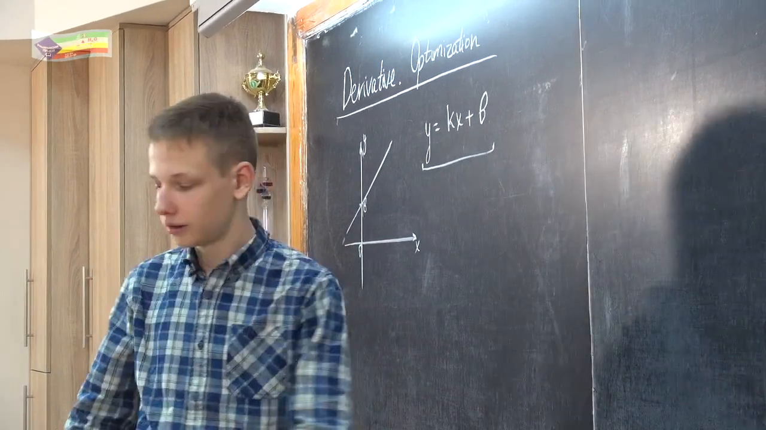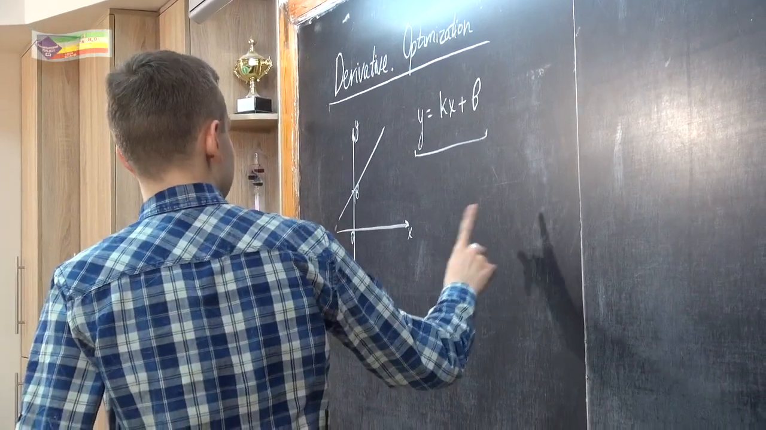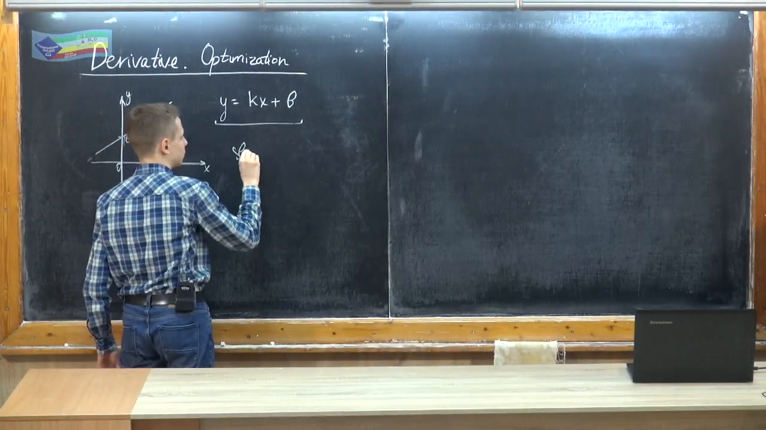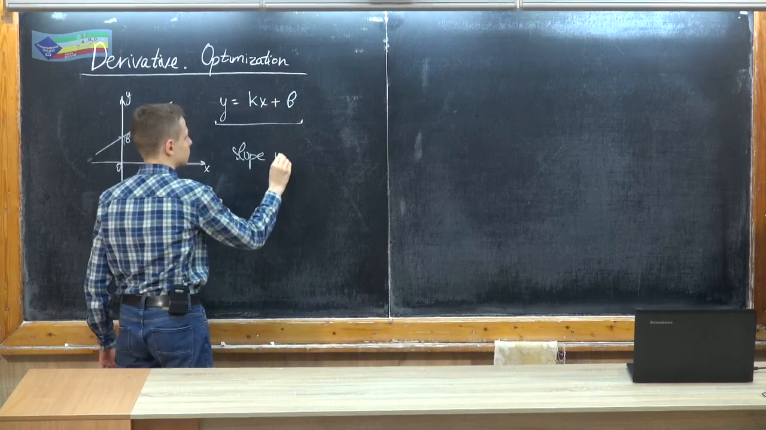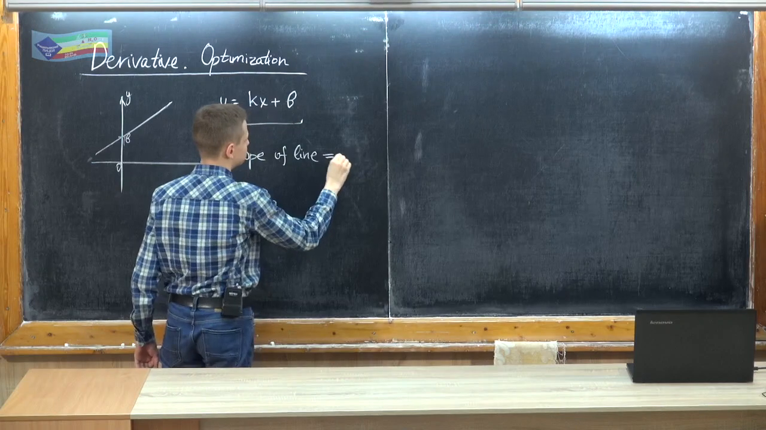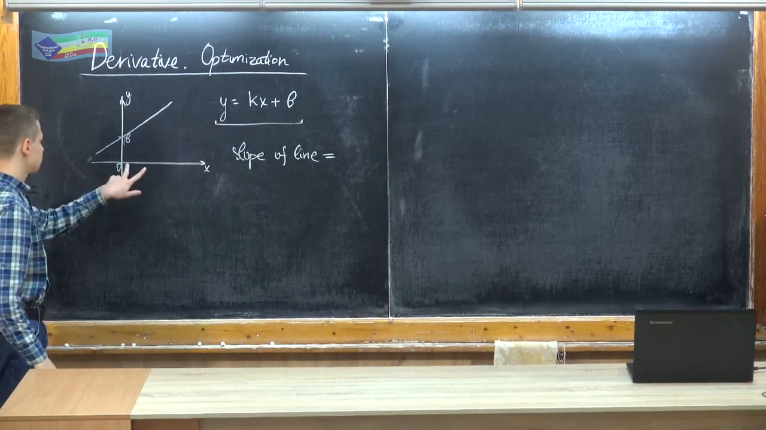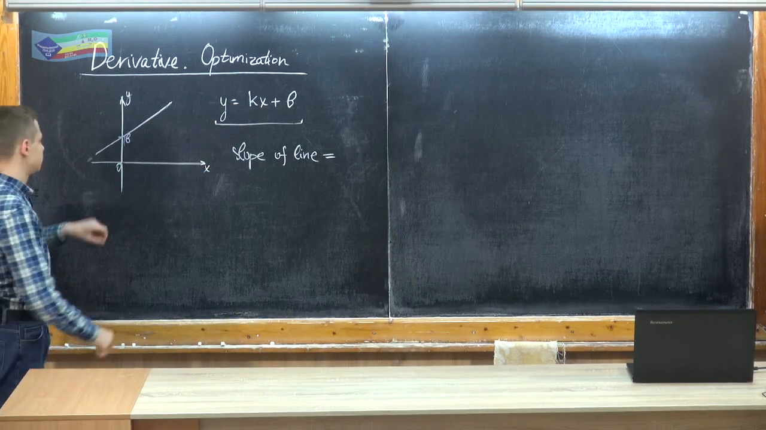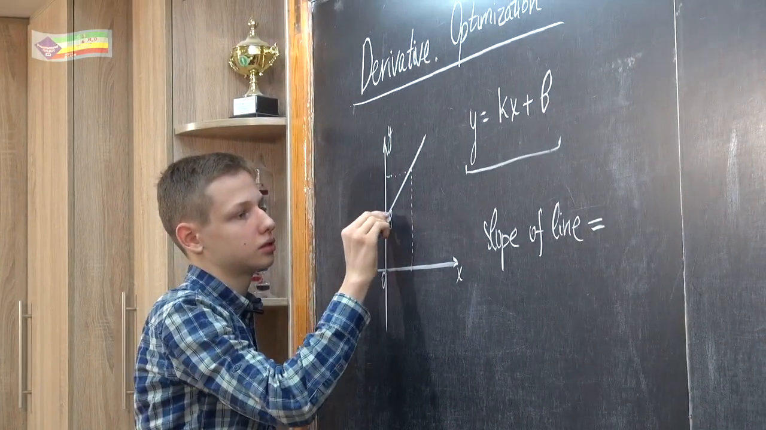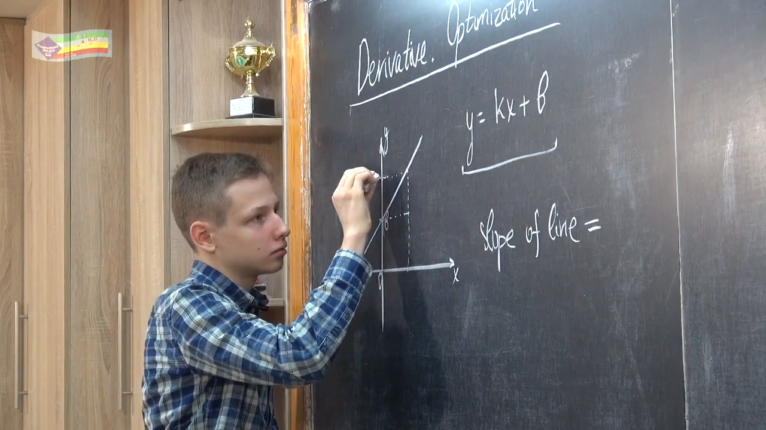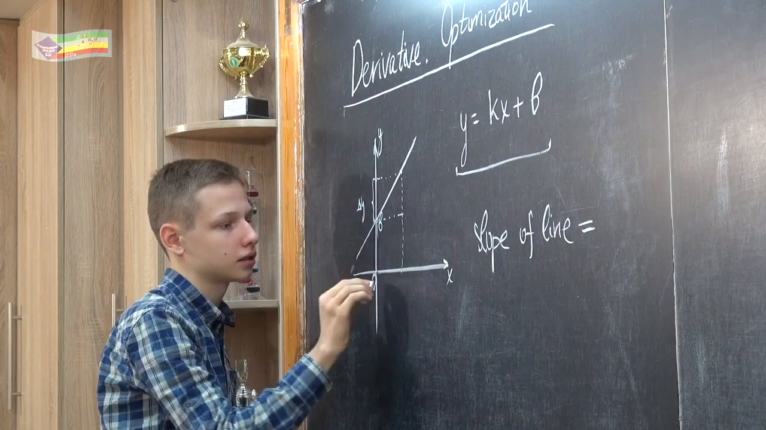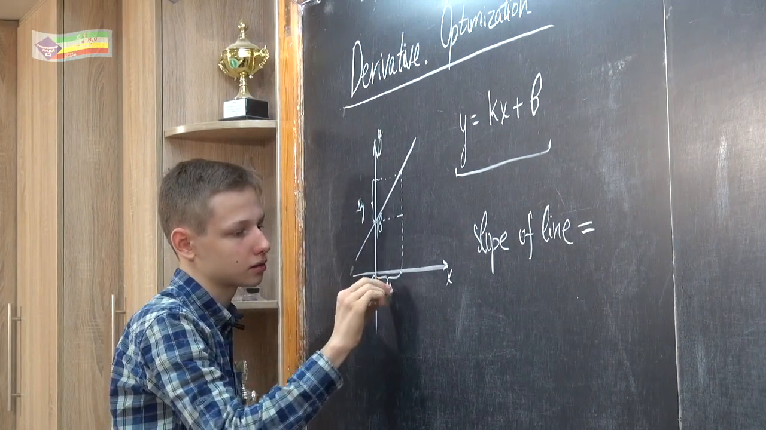And now let's introduce the definition of slope. So the slope of a line is equal to the fraction of the difference in y's and the difference in x's.